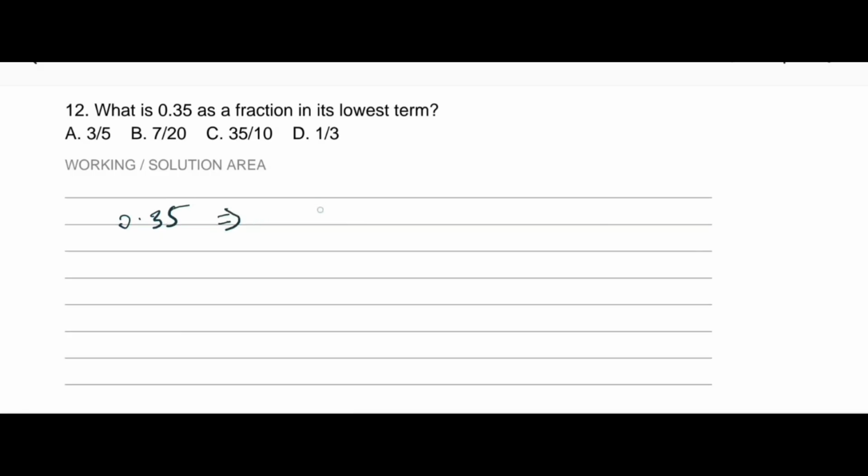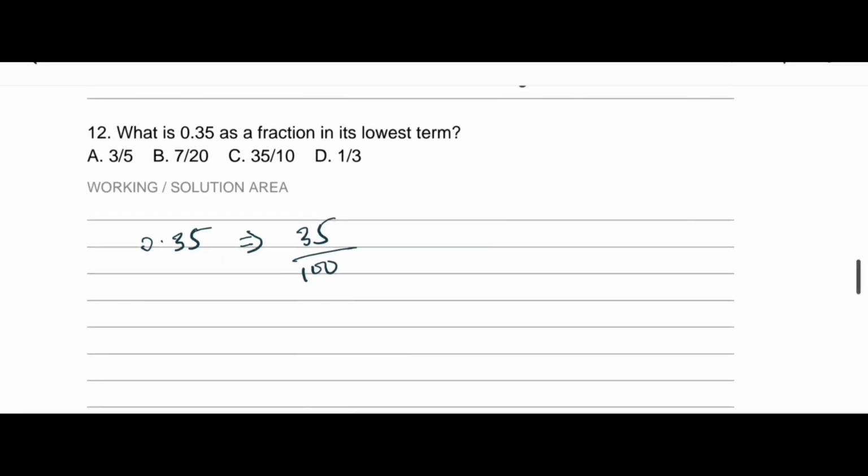So what you do is that you first have to write it over 100. 0.35 expressed over 100 will be 35 over 100. Do you understand?